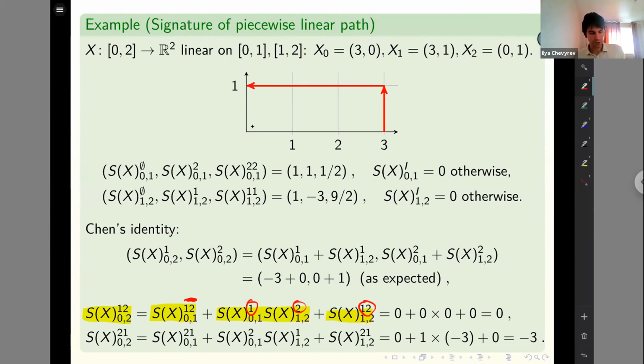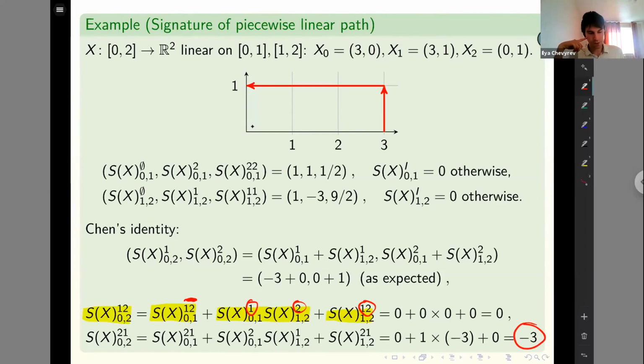Then we know what the signature over 0, 1, and 1, 2 is, so we just substitute all of those numbers in. If we do that for the first line, we just get 0 as the final answer. Then if we perform the same computation for the word 2, 1, we just swap around the order of 1 and 2. If we insert the values of the signature for this new word, we get -3 as the final answer. So this gives you a way of computing. Now we've essentially completely computed the second level of the signature, because 1, 1 and 2, 2 we already knew.